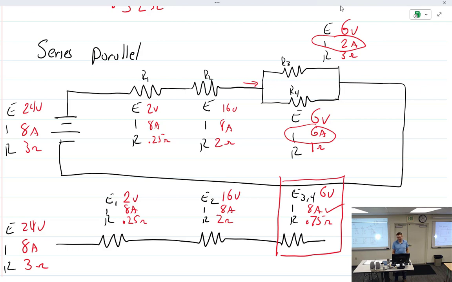So inverse of 3 plus the inverse of 1, inverse of that is 0.75. We have 6 volts across each, and we have 8 amps split up between the two because 2 amps are going to go this way, and how many are going this way? 6 amps, and they're going to come back around for a total of 8 amps right there. So that should be 8. How many are right here? 8. How many right here? 8. How many right here? 2. How many here? 6.